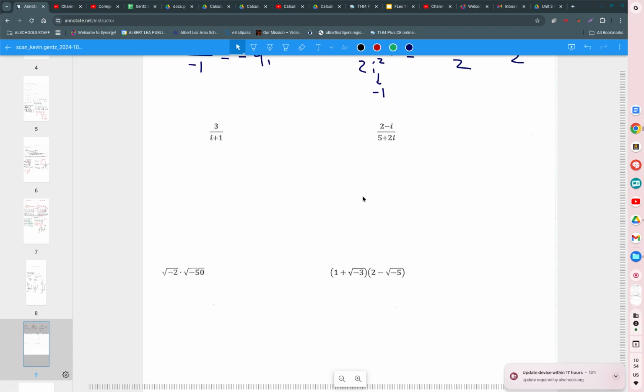So then you get i plus 1 squared. Anybody want to talk about their option? Multiply the top and bottom by i plus 1. Close. i minus 1, the conjugate.